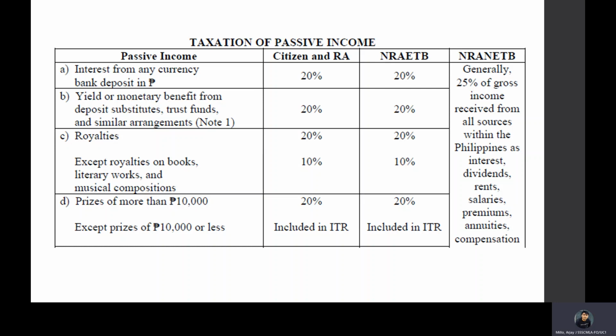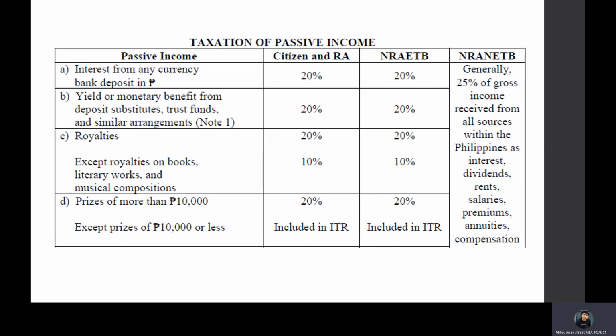So first, we have interest from any currency bank deposit in the Philippines or in peso. So for citizen, RA and NRA-ETB, 20% siya. And then for NRA-NETB, 25%. So itong yield or monetary benefit from deposit substitute, trust funds, and similar arrangement, 20% and then 25%.